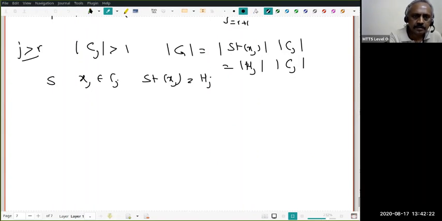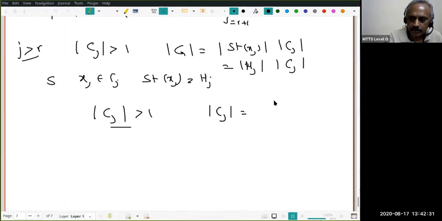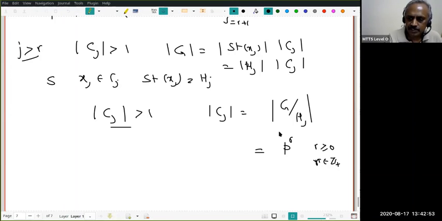See, we know mod Cj is greater than 1, right? But what do I know is mod Cj equal to mod G by Hj. Therefore, this must be of the form some p power R for some R greater than or equal to 0, R in Z plus, because it has to be a divisor. Right? Okay.